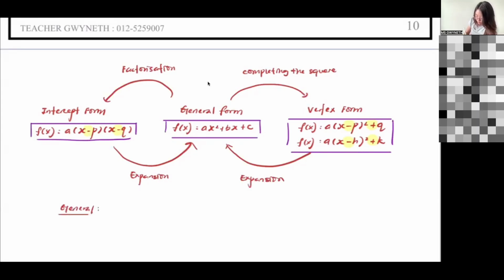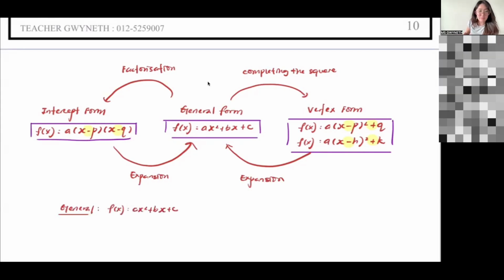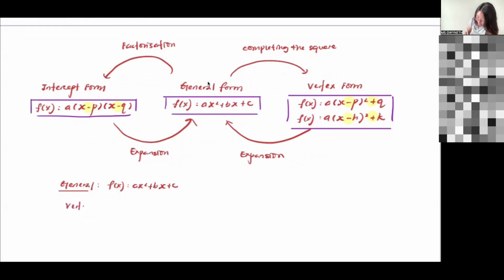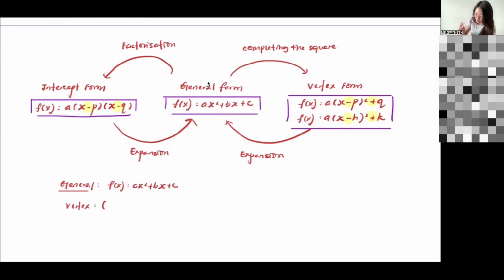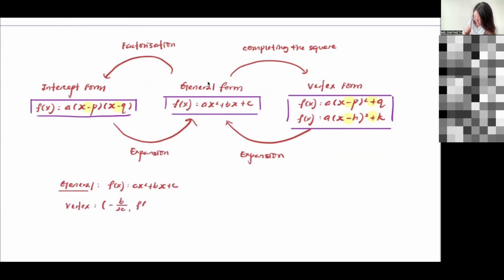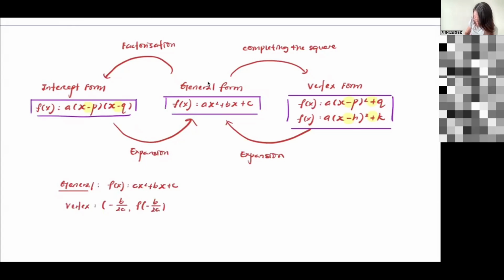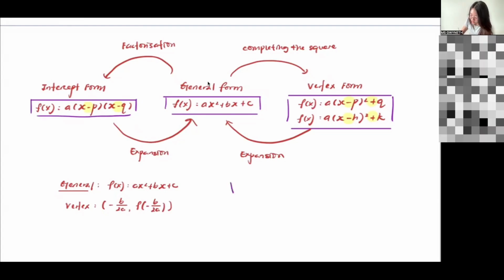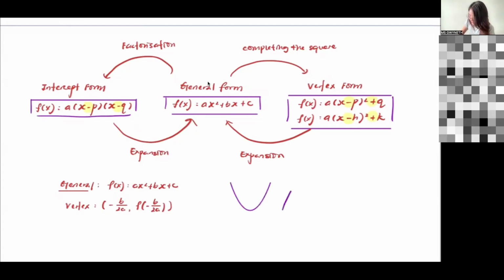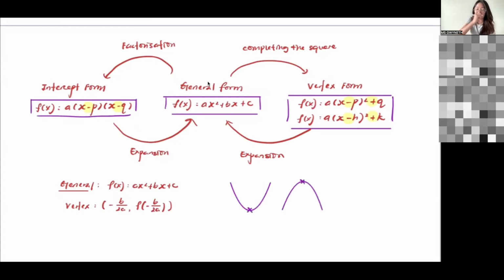General form, to find out the vertex. This is like how you did in the Additional Maths paper just now. To find the x coordinate, vertex is a general term. It could mean maximum point, it could mean minimum point, so it depends on what graph you have at that time. To find the x coordinate, you use negative b over 2a. After you find the x coordinate, you have to substitute it back into the function to find your y coordinate. A quadratic function will be either a smiley face or a frowny face. Smiley face has a minimum point, frowny has a maximum point.